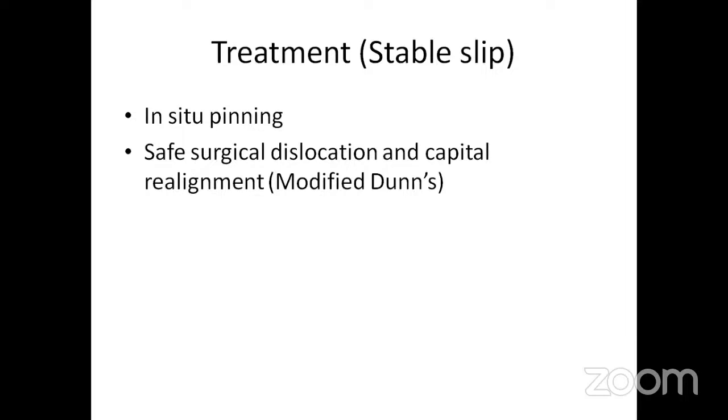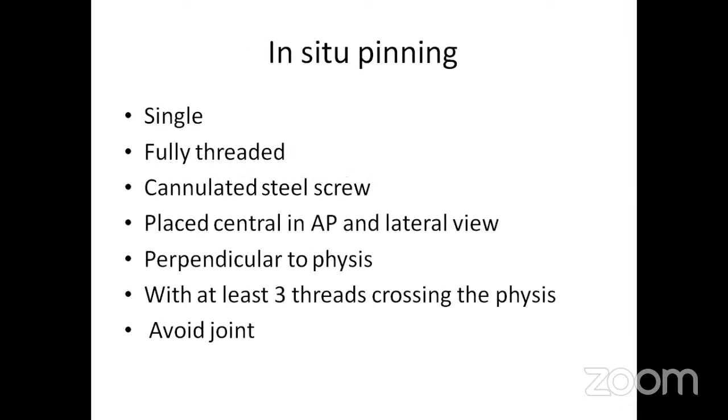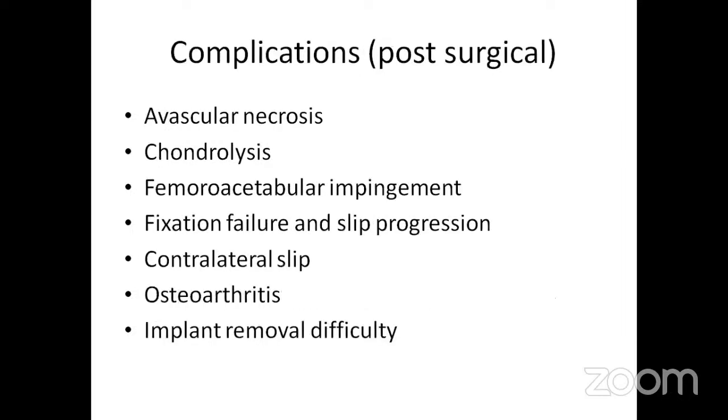The treatment options at present: since it is a painless limp, we see that the slip is a stable slip. We have two options. We could either go for an in situ pinning or a safe surgical dislocation with capital realignment, the modified Dunn's procedure. For in situ pinning, we use a single fully threaded cannulated steel screw, which is placed central in AP and lateral view and perpendicular to the physis, with at least 3 threads crossing the physis, avoiding the joint.